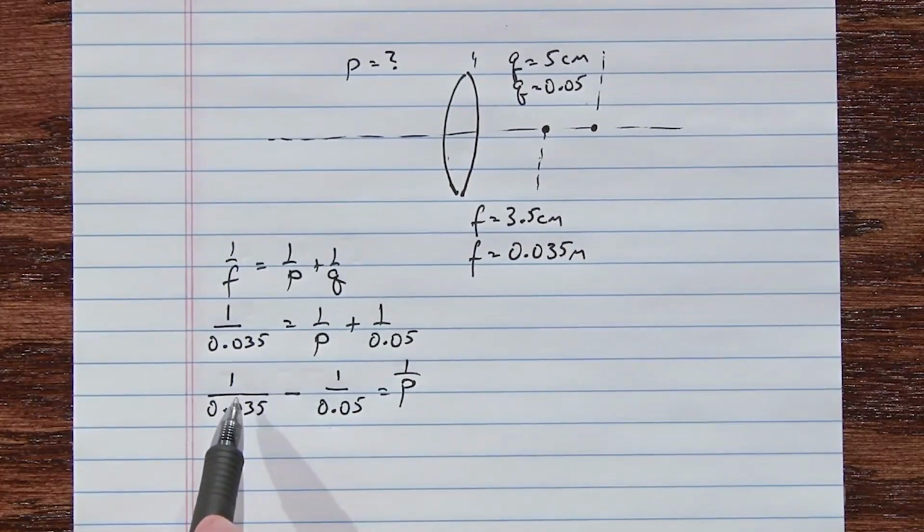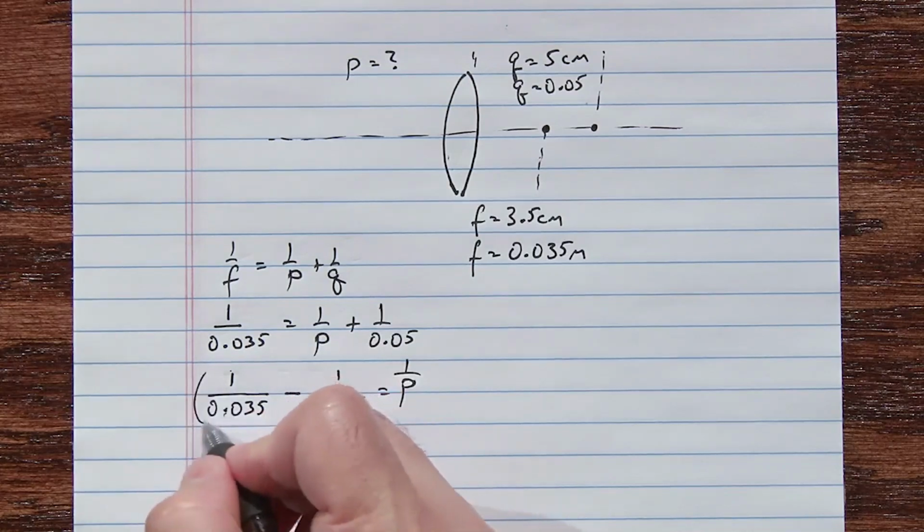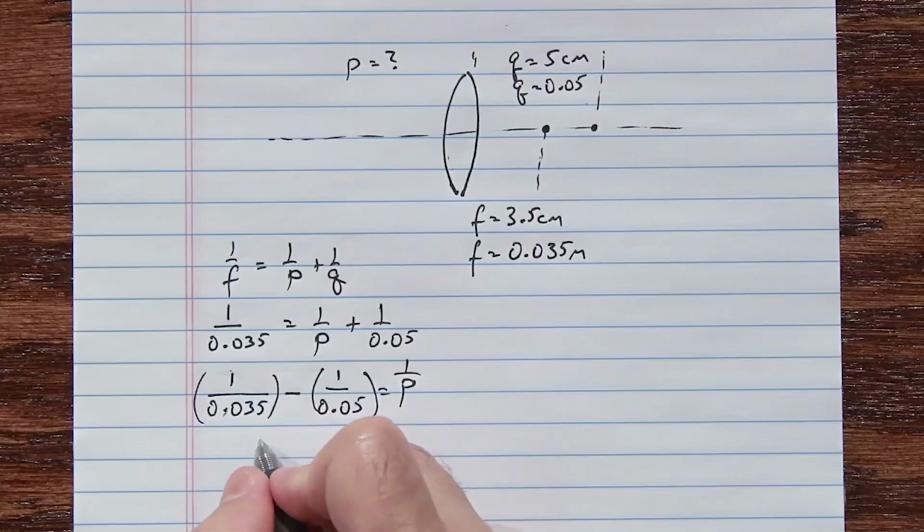Now let's calculate that. Be sure to do it in exactly this order. We might even put parentheses around this to help you remember the order in which to do this. So 1 divided by 0.035 minus 1 divided by 0.05. That gives us 8.57.